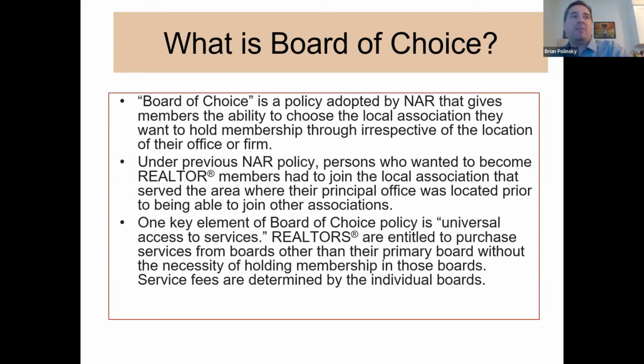Now, under previous NAR policy, persons who wanted to become Realtor members had to actually join the local association that served the area where their principal office was located before they could join other associations. That's no longer the rule. One key element of board of choice policy is universal access to services. And this means that Realtors are actually entitled to purchase services from boards other than their primary board. And that can be without the necessity of even holding membership in those boards, and the actual service fees that are charged for those particular services can be determined by the individual boards. So this is kind of the big picture of what I mean by board of choice. We're going to get into more of the details about how these rules are applied as we move forward.